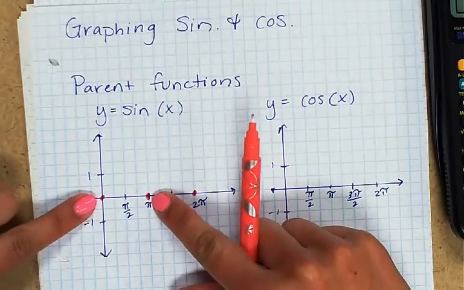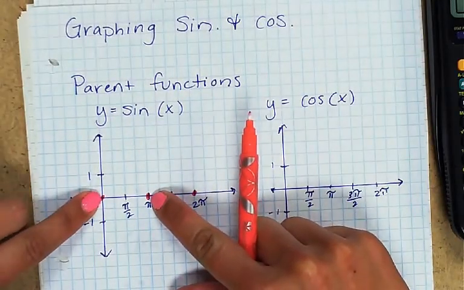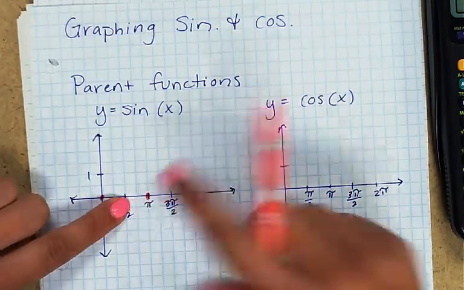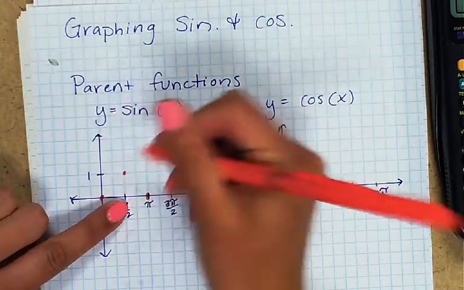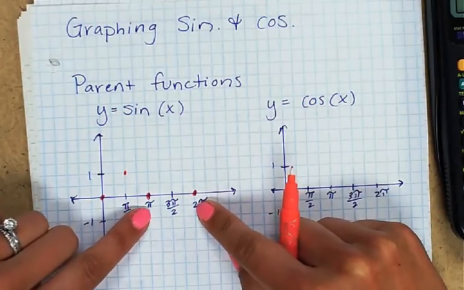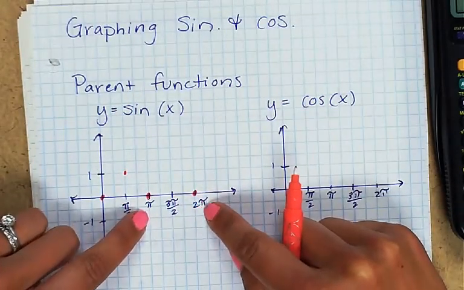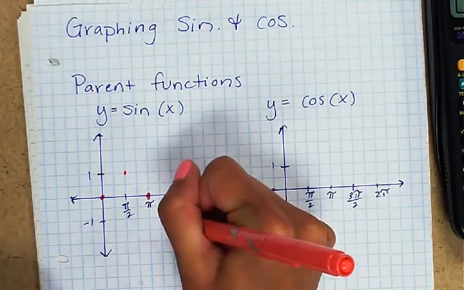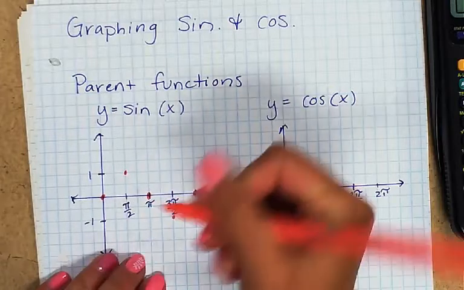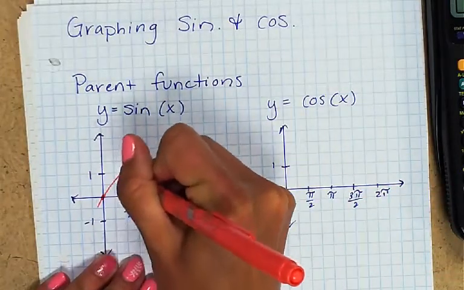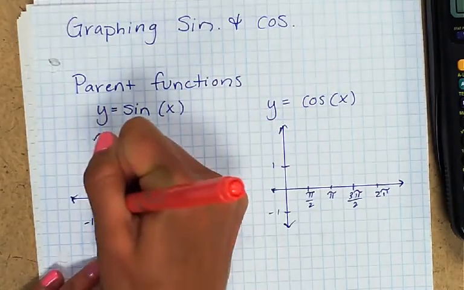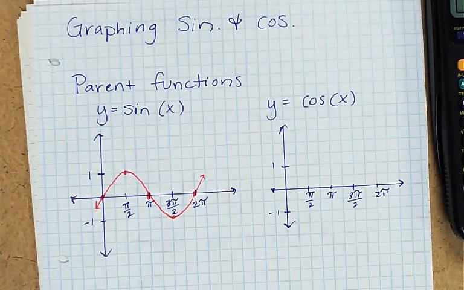So here in between our first 2 zeros, you're going to hit your maximum, which is at 1. So I'm going to go halfway in between 0 and pi, up to 1. And then over here, between our second 2 zeros, we hit our minimum. So halfway in between pi and 2 pi, at 3 pi over 2, we're at -1. Then from there, you just connect all the dots. Nice, smooth, continuous curve. And that is what the sine graph looks like.